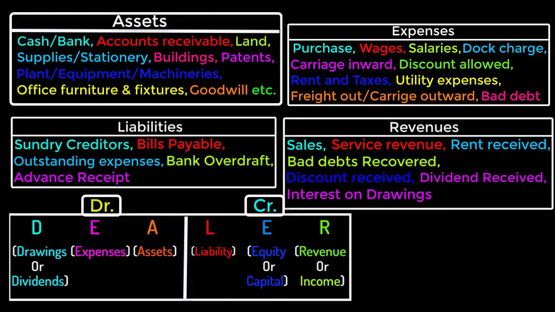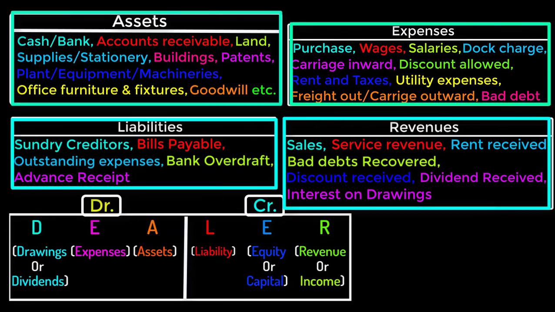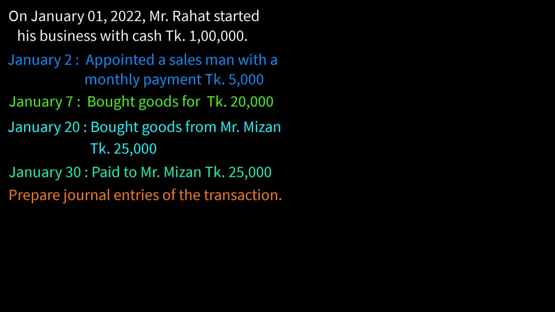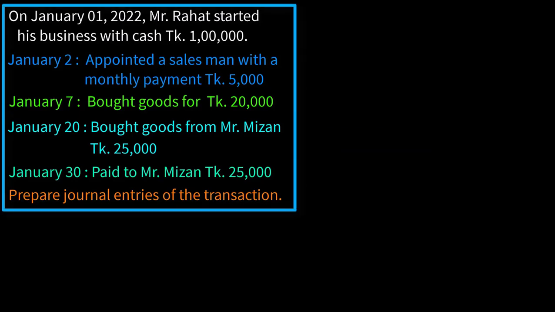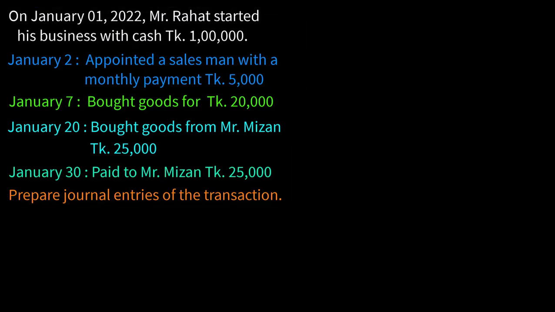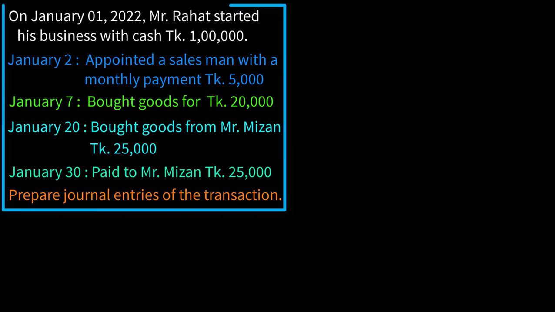In step 4, you will have to show the accounts according to debit and credit in the journal book with summary. Don't worry, we will solve this problem now and we will see practically how to pass journal entries step by step according to this problem.